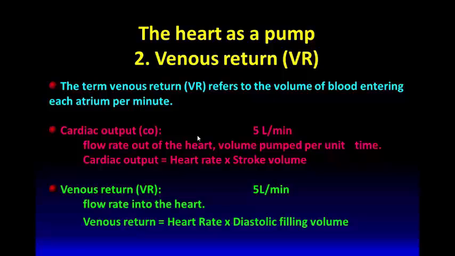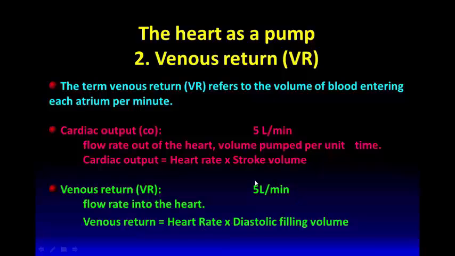Venous return, this is flow rate into the heart, and similarly the resting venous return is approximately 5 liters per minute. Venous return is equivalent to the amount of the blood which fills the left ventricle or the right ventricle during ventricular diastole, which is known as the diastolic filling volume, multiplied by the number of beats we have in 1 minute, which is the heart rate.